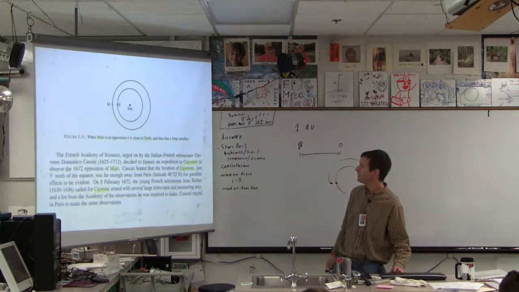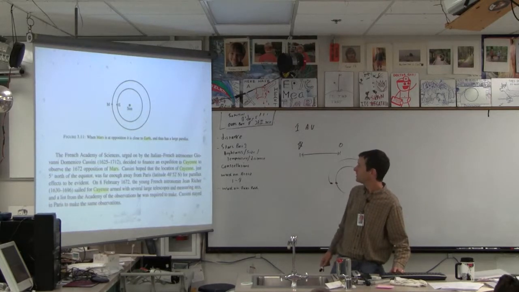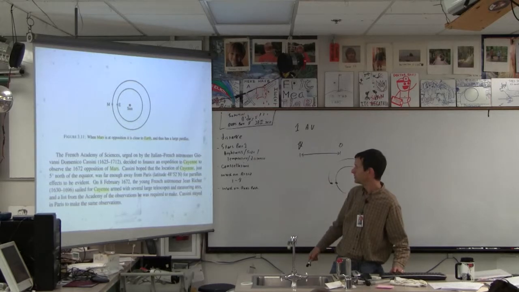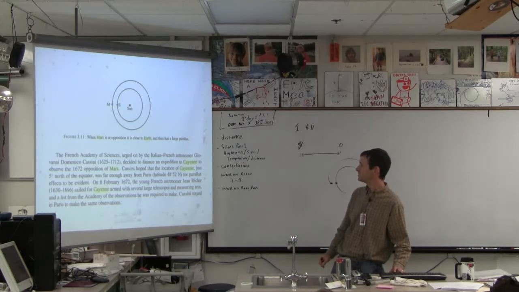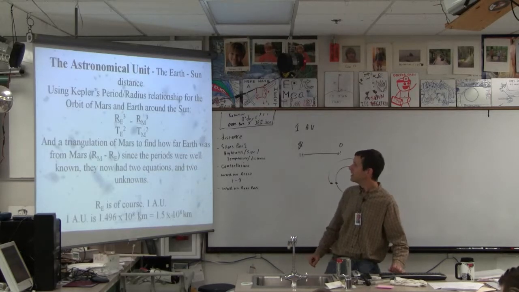So anyway, they figured this out. I thought this was great. The diagram of the opposition, and they talked about this. This is Cassini, the guy of the rings around Saturn. There's a division called the Cassini division. He was the guy that did this.